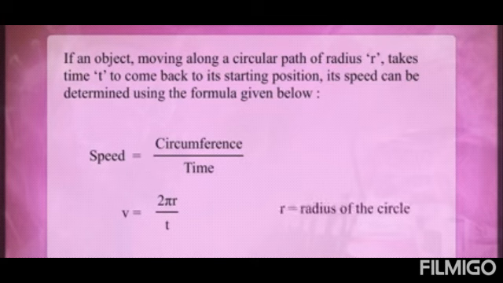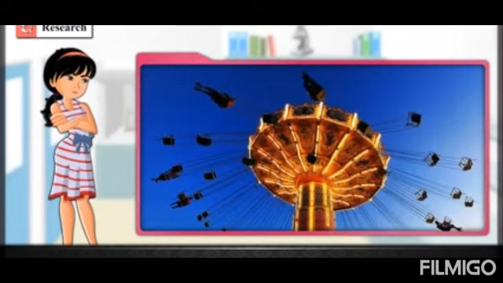If I want to find out the speed when the object is in uniform circular motion, you can use a simple formula. Speed is distance upon time. Here the distance is the circumference of the circle, upon time. So speed, V, is equal to the circumference of a circle, 2 pi r, upon t, where r is the radius of the circle. So the formula becomes V equals 2 pi r upon t. That is the speed when the object is in circular motion.